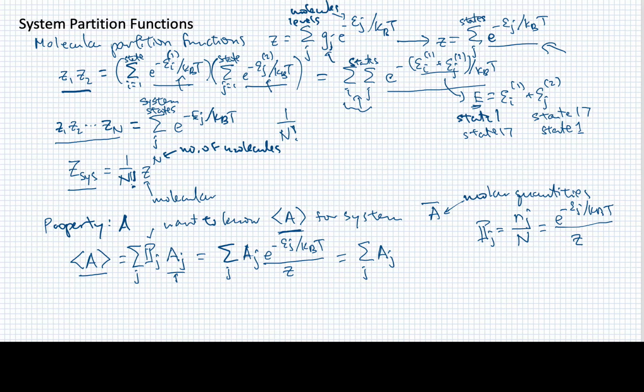So this would be e to the minus system energy over kBT divided by the system partition function. All right, so this is going to give us a prescription for evaluating the average values of different thermodynamic properties for a system using the system partition function.